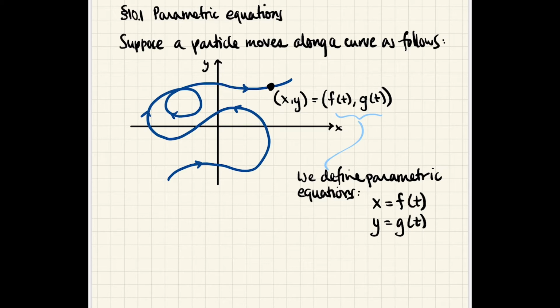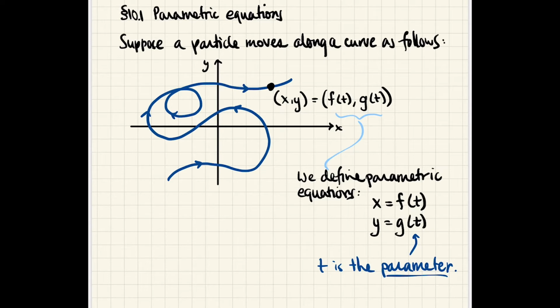So parametric equations occur in pairs like this. x equals a function of t, y equals a function of t. Although in higher dimensions, you could have more parametric equations. If you were, say, tracking a particle's motion through three-dimensional space, then you would have z equals some other function of t. In this context, we refer to t as the parameter.